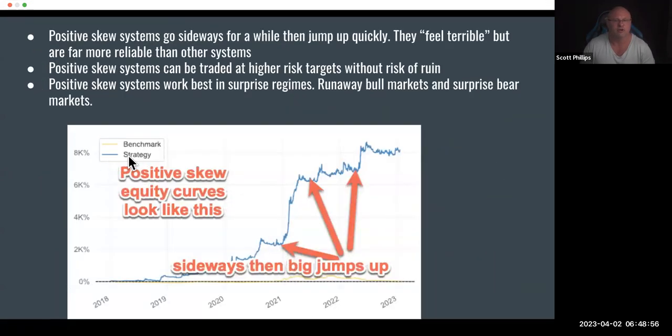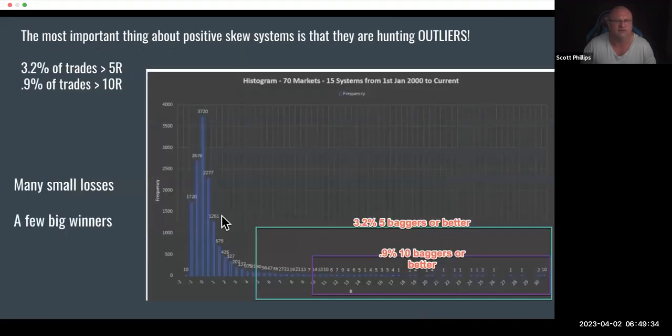And so positive skew systems, they tend to go sideways for a while and then have big jumps up. Sideways for a while, big jumps up. That's what we're doing. They feel terrible. So there's nothing for nothing in finance. Positive skew systems like ours feel like shit to trade, which is why you have to automate. They can be traded at higher risk targets without risk of ruin. And they work best in surprise regimes where weird shit that you didn't expect is going to happen, like the SEC cracking down on Binance, like Sam Bankman-Fried being a scammer, like whatever weird shit is going to happen with crypto. We've had weird shit. Positive skew is definitely the way to go.